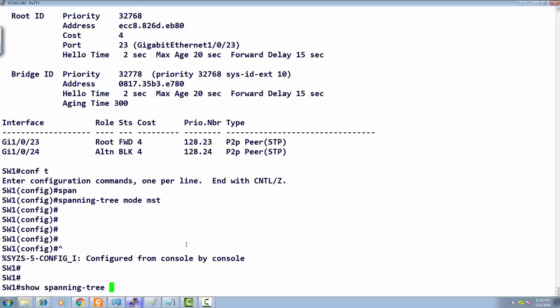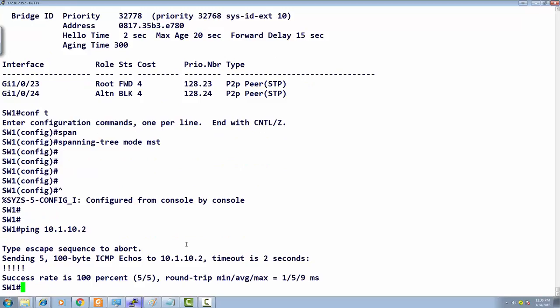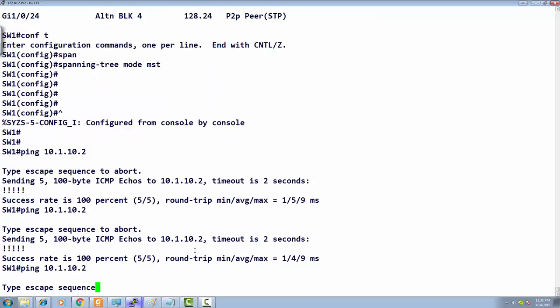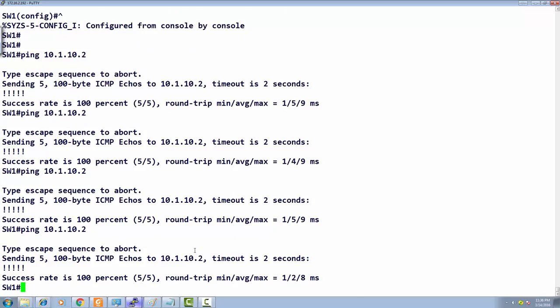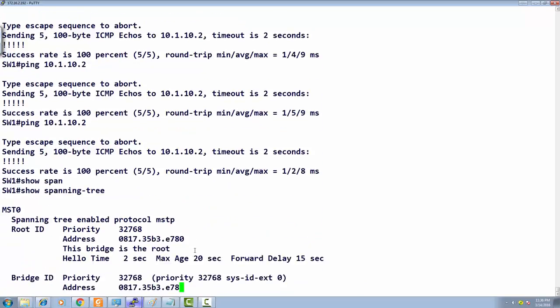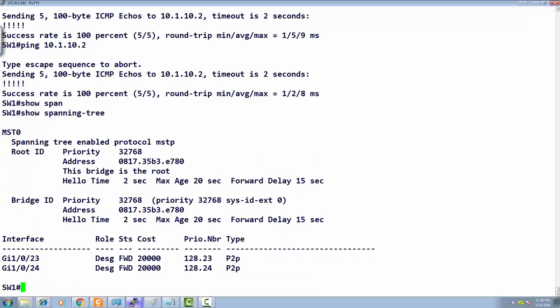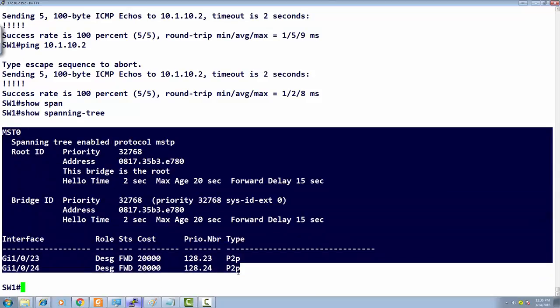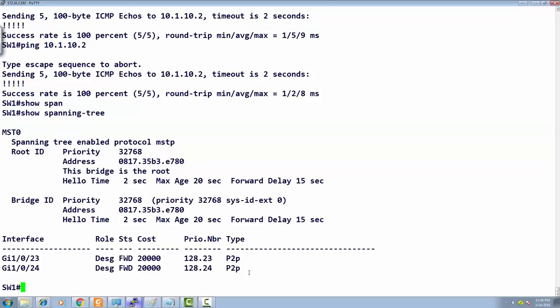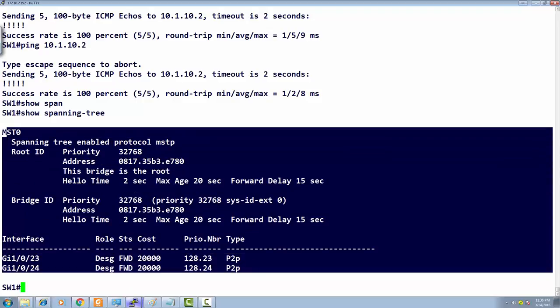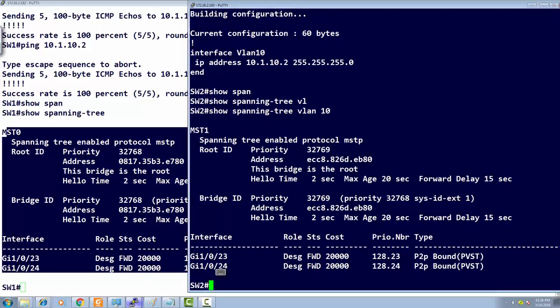Can I again ping the same IP address here? Yes, I can. Right? I can still ping this address. Very interesting: how many instances do I have? I do not have many instances. I have this as MST0, and on the other side it's MST1, right? So between the regions and between the instances also they can talk.